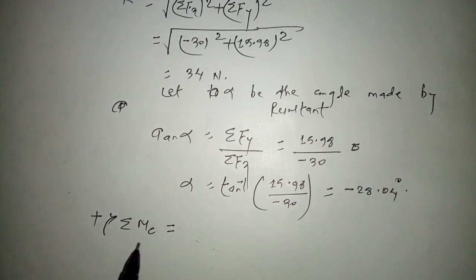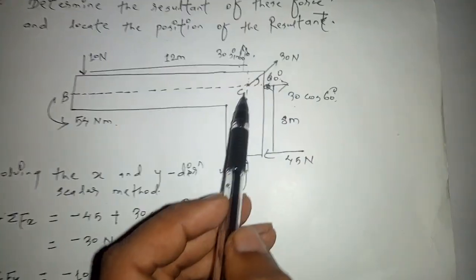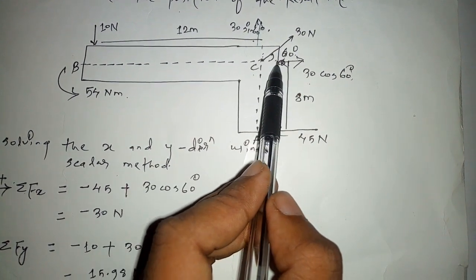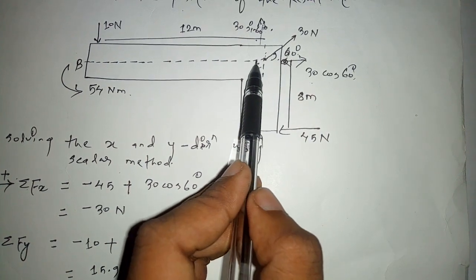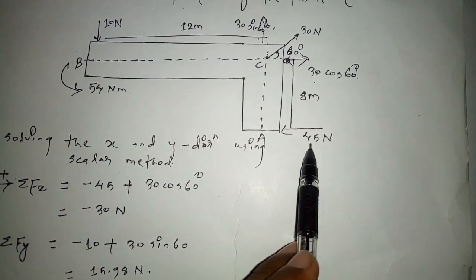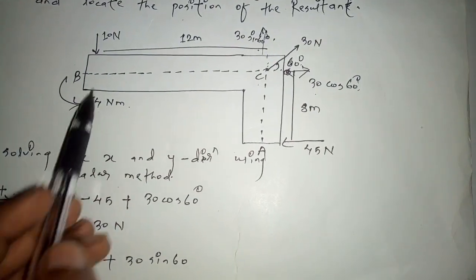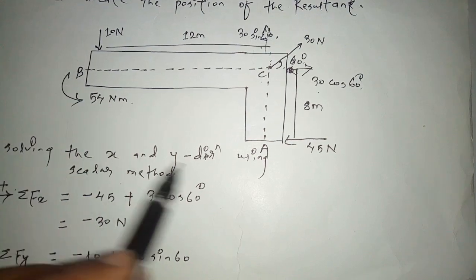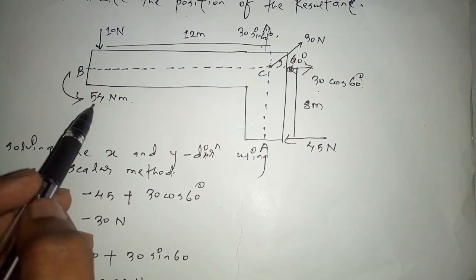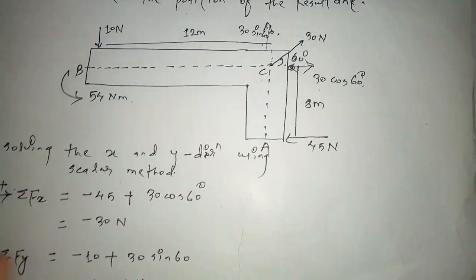I have taken the summation of moment at point C. Therefore, the forces whose line of action passes through this point will contribute a total of zero. Look here, only the 45 newton and the 10 newton are turning now, and the 54 newton meter is the couple, so it will also be added to the resultant.